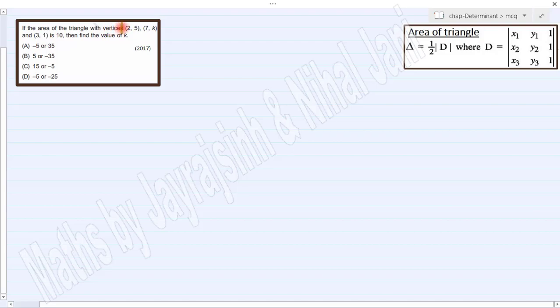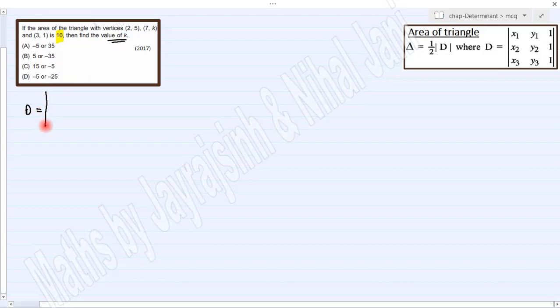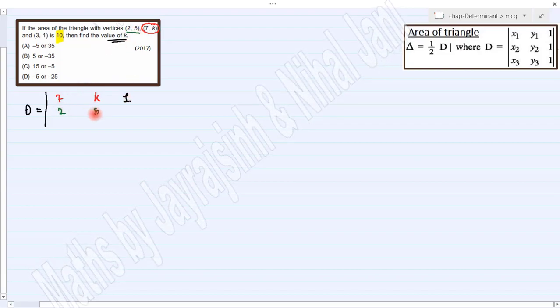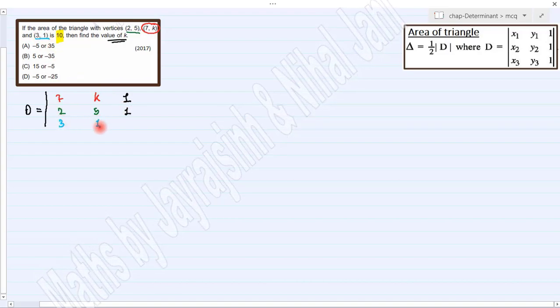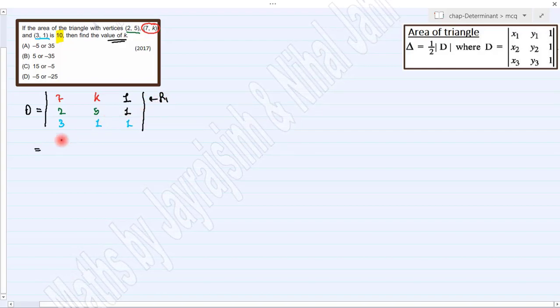If the area of a triangle with vertices (2, 5), (7k, ...) and (3, 1) is 10, then we have to find the value of k. And we know that to find the area of the triangle, first of all, we have to find D. So in the first row, let's place 7k, so it will be 7k 1. Then the second row, let's place 2 5 1. And finally 3 1 1. Now let's find the determinant by expanding with respect to the first row.